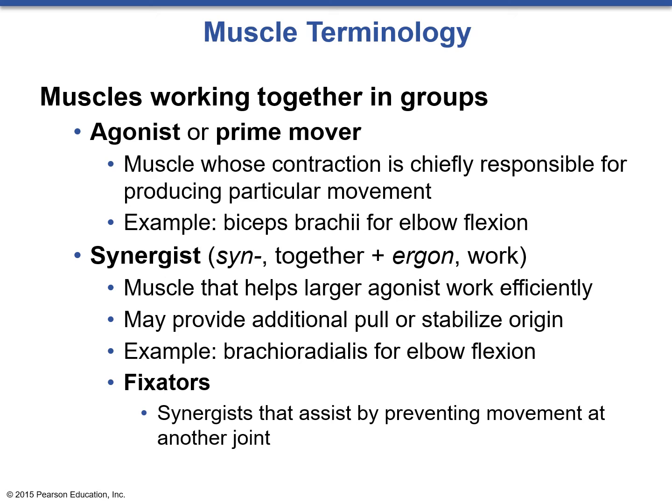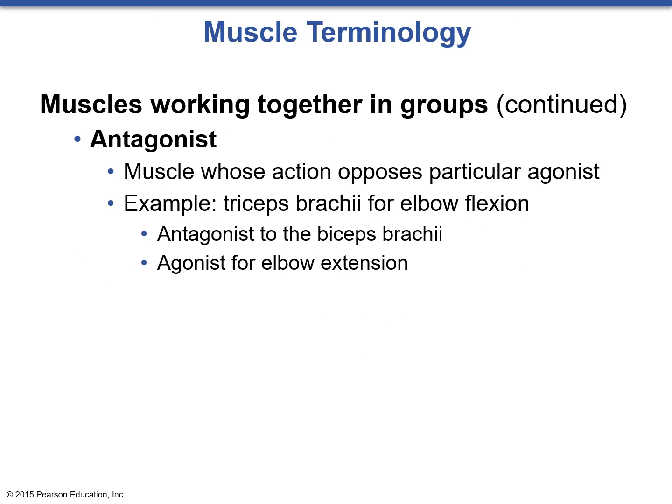This is a synergist. A fixator is a specific type of synergist that assists by preventing movement at another joint. So in this case, it might be like latissimus dorsi, at the back, could be a fixator as it fixes the shoulder into position so that you can properly perform a dumbbell curl. It could also be some of the muscles of the forearm that are going to stabilize the wrist during the curl as well. These would be examples of fixators.